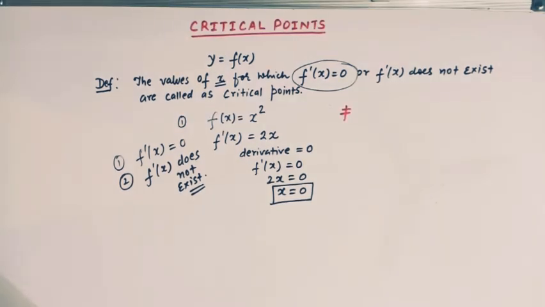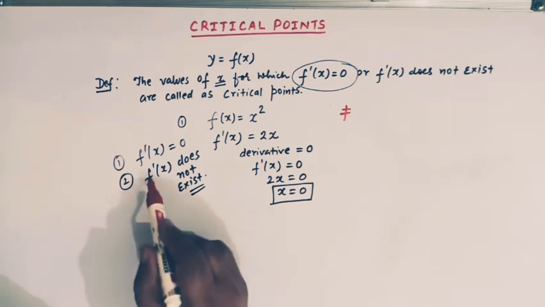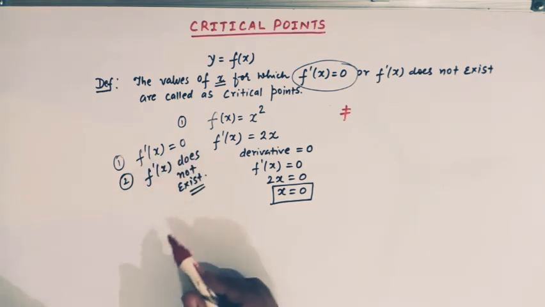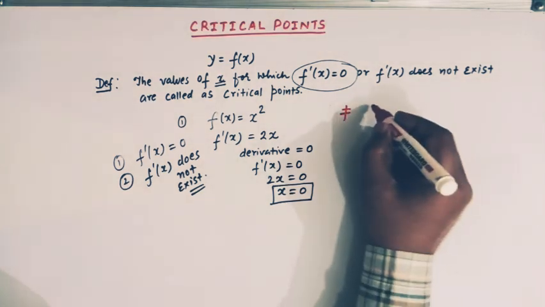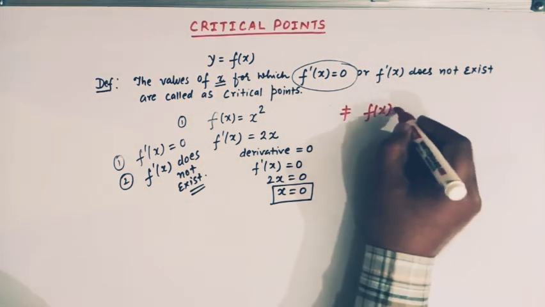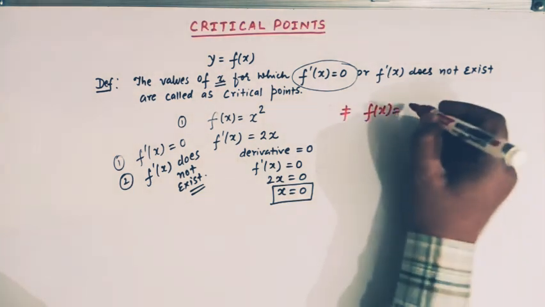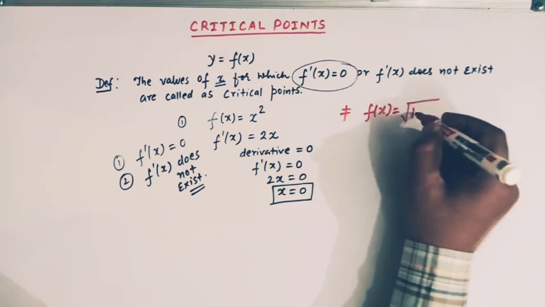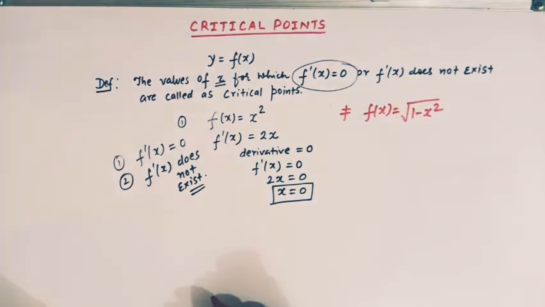Now let us take the example where the derivative does not exist, right? So let us take the function f of x equal to square root of 1 minus x square, right?